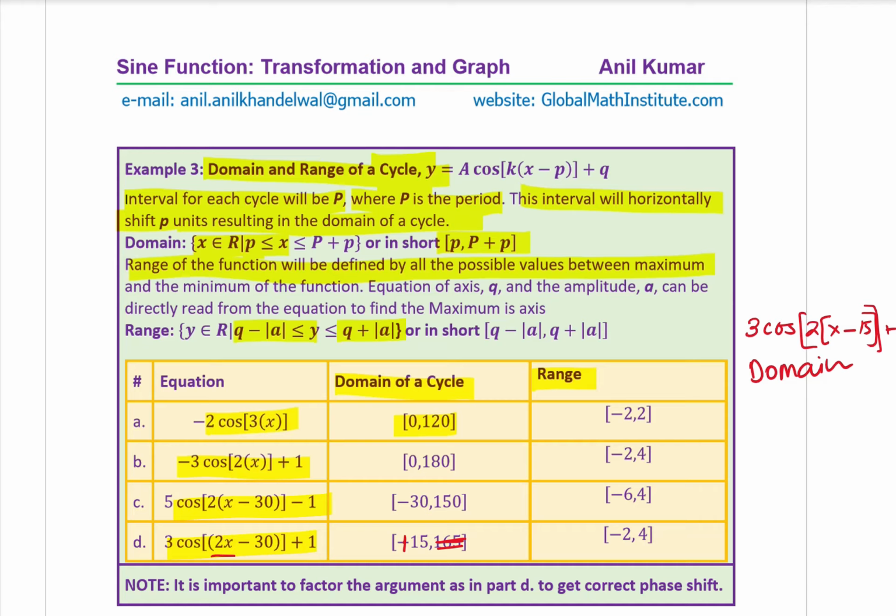Well, let's write on the period. The period for this function is, because there are 2 waves in 360, each will have a period of 180 degrees. So the domain is from, there's a phase shift of 15 degrees, so it is from 15 to 15 plus 180. You get the idea, right? So that is the domain. So it is from 15 to 195.